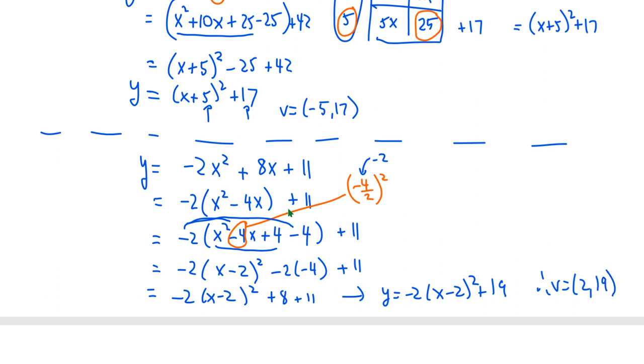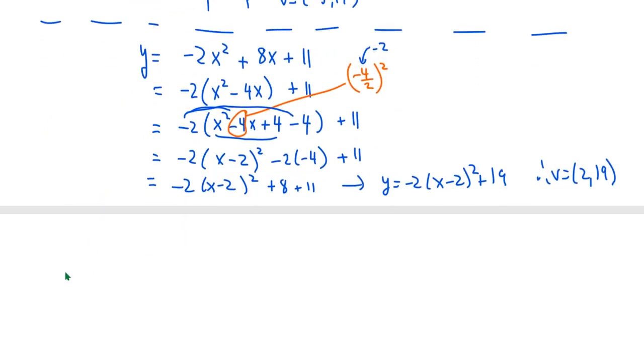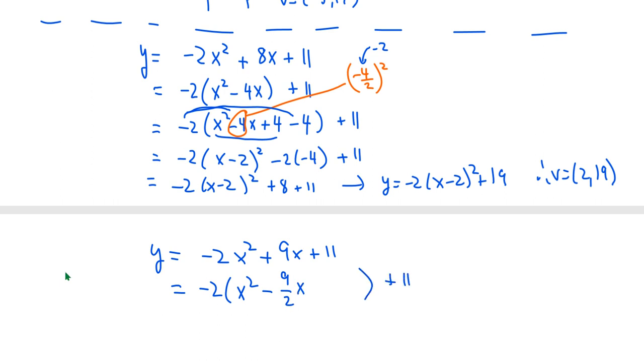Okay, so you'll need lots of practice with this because often you get fractions. Okay, so if I, for example, had y equals -2x squared plus 9x plus 11, then when I factor out my -2 from the first two terms, I'm going to have to divide each of these terms by -2, and that's going to give me -9 over 2 x plus 11. Okay, sorry, I put the bracket in the wrong place. Let me just fix that.